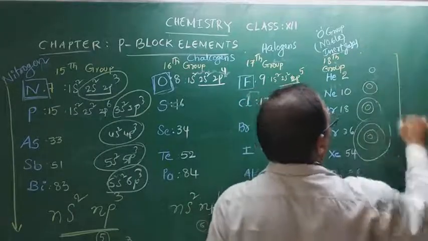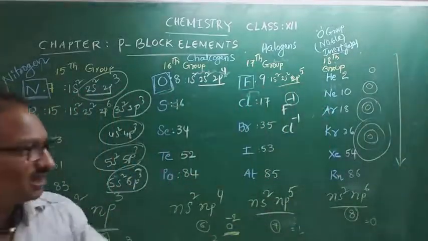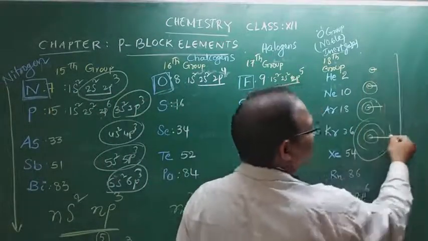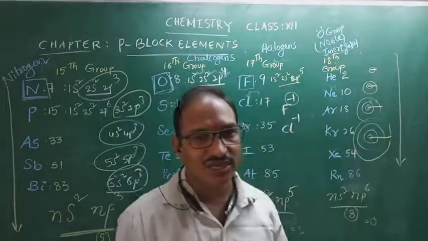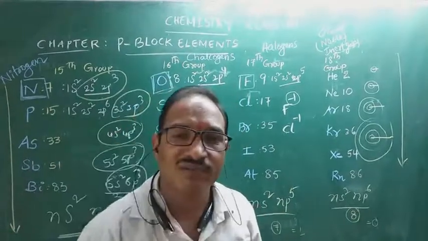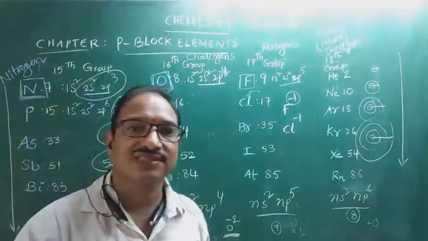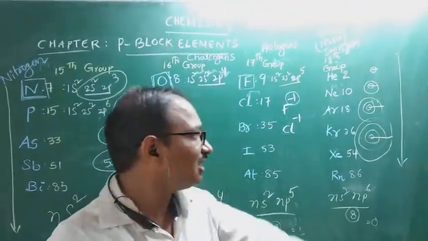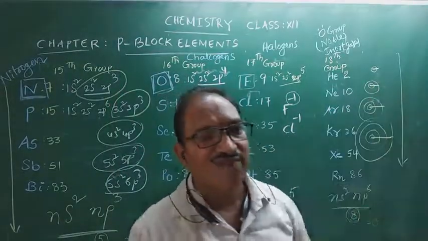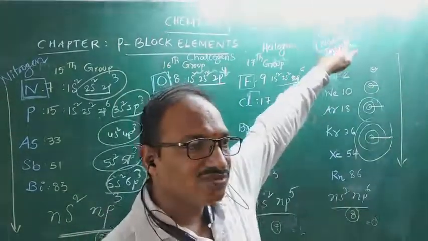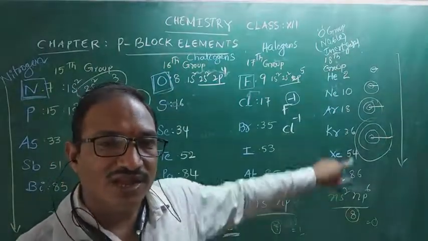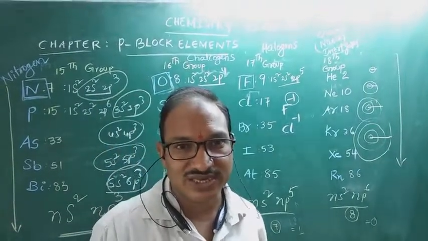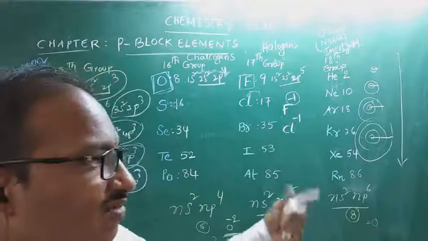From top to bottom, as the number of shells increases, the distance between the center of the nucleus and the valence shell also increases. That means atomic size increases from top to bottom. What is atomic size or atomic radius? The distance between the center of the nucleus and the valence shell. As the number of shells increases from top to bottom, the atomic size is also increasing. Right, children? Atomic radius is increasing.